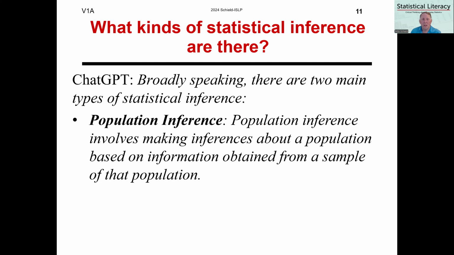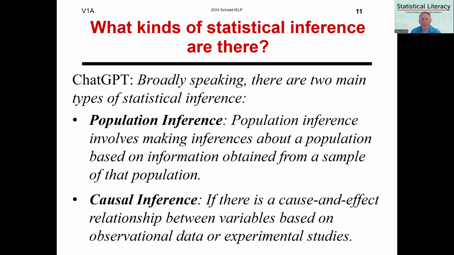Number one, population inference. I don't think I've ever seen that phrase, but I understand it. Yes, we're making inferences about a population based on data from a sample. Yeah, that's true. But as a statistician, I'm saying, well, that's what I mean when I say statistical inference. What's the other kind? Chat said, causal inference. I said, well, yeah, we do that in random assignment, but you're saying based on observational data? That's a different place.